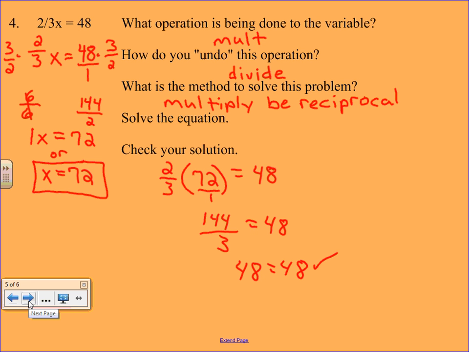This is probably the trickiest type of problem, and many of you I know struggle with the fractions. So make sure as you're working on your work this week that you really focus on these types of problems.